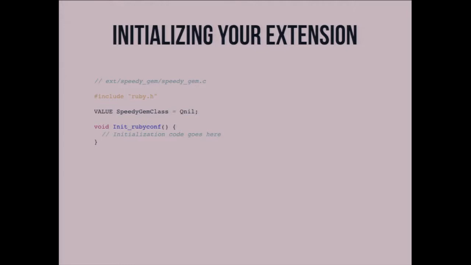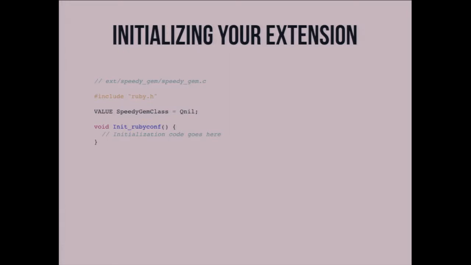And you define VALUE SpeedyGem class or module or however it is that you want to do it as a global. And it's OK to make it a global. And finally, you have your Init_RubyConf, which is like your entry point for your gem. RubyConf should be whatever it is that your gem is called.